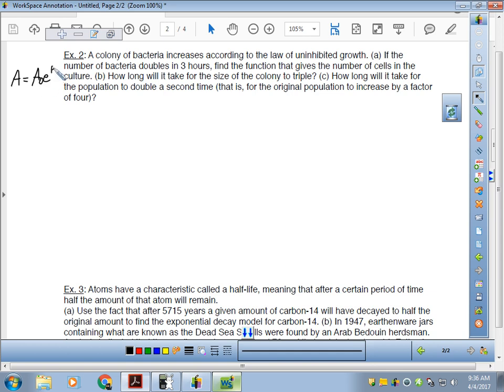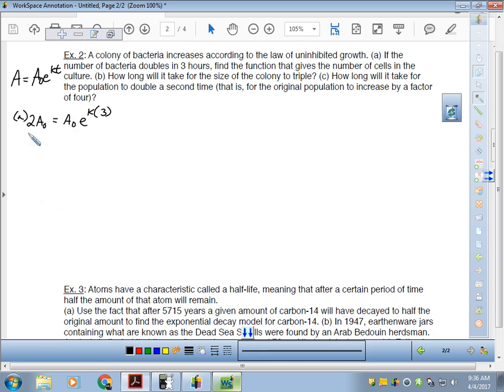Okay. So for part A here, do we know the initial amount? No, they didn't tell us, so we're going to leave that as a sub 0. E is just our math number, so we'll leave that in there. Do we know the k? No, we don't know the k yet. Do we know the t? Well, they told us it doubles in 3 hours, so we know t equals 3. Do we know our final amount? Well, it told us it doubles, so it takes whatever this initial amount is and it multiplies it by 2. So we'll have 2 times the initial amount, 2 times a sub 0.